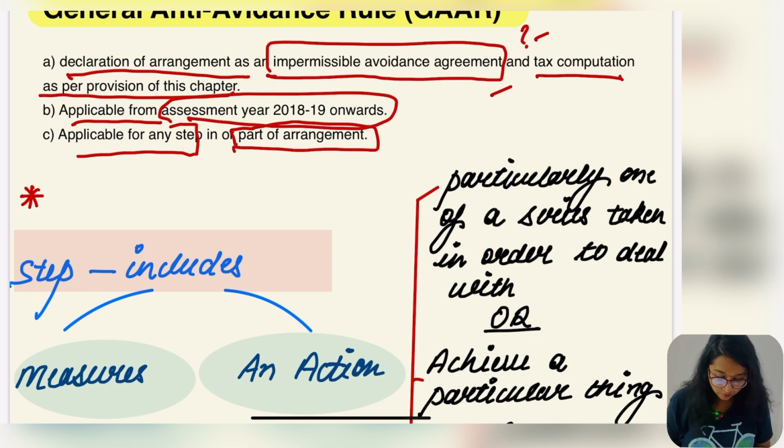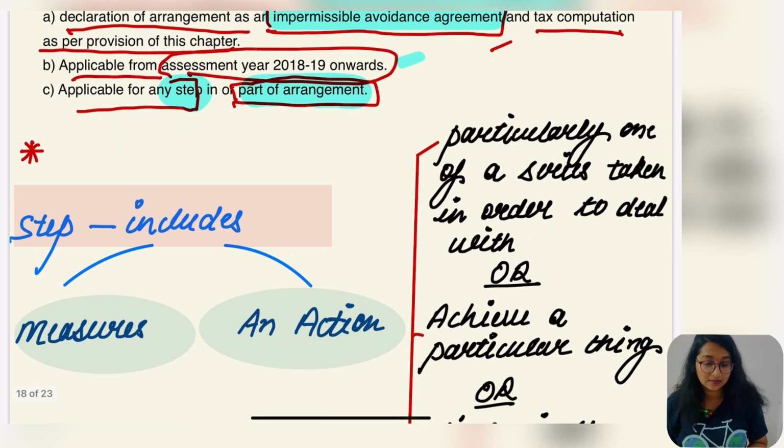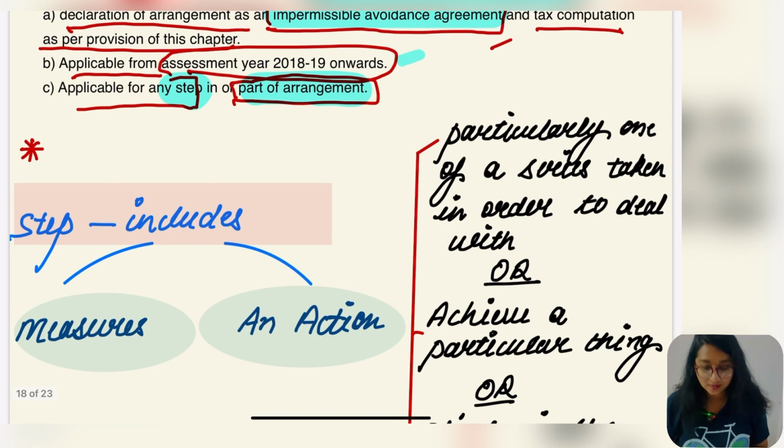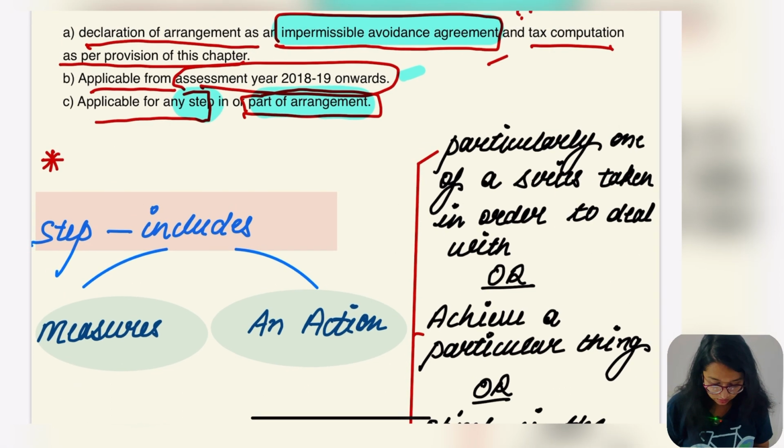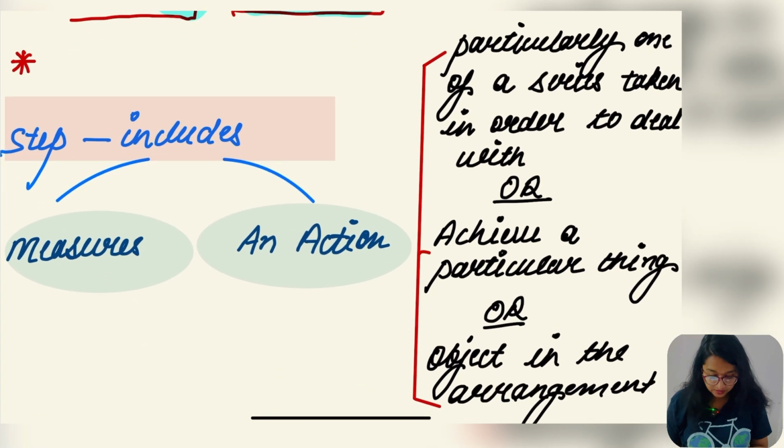Now we know this point. The second point was super clear to you. Now we have to understand what is an impermissible avoidance agreement, and what is a step or part of an arrangement. We have to understand these things. So let's go for the third condition of this GAAR, which is what is a step.